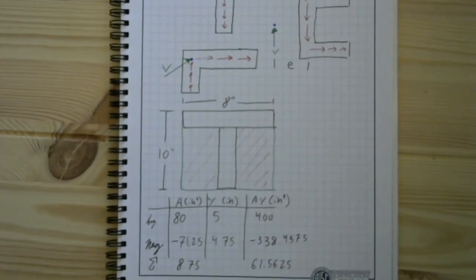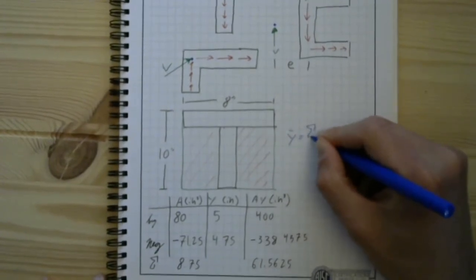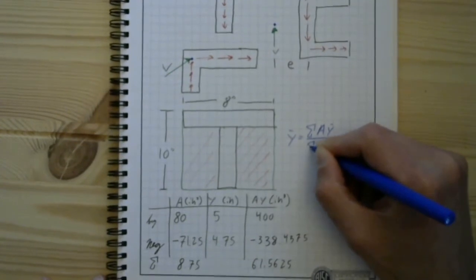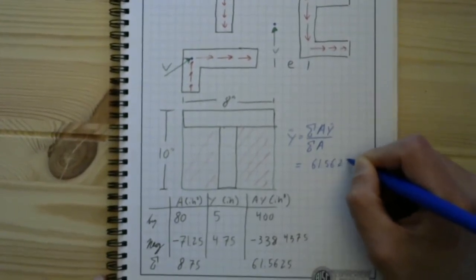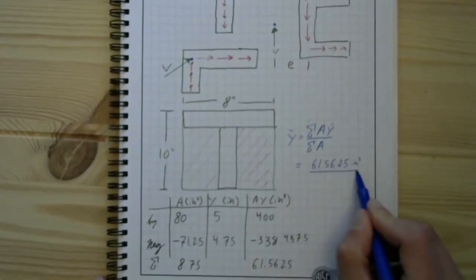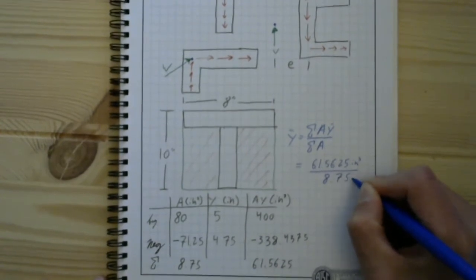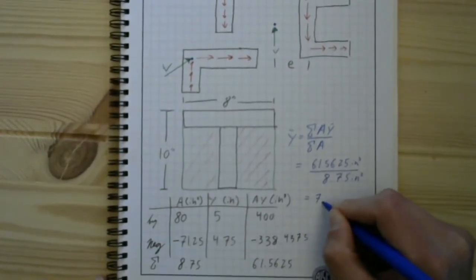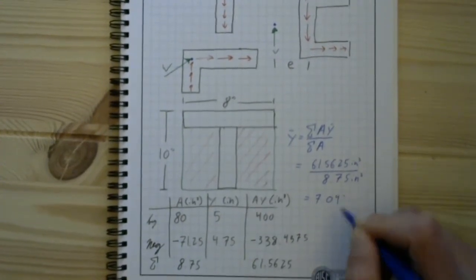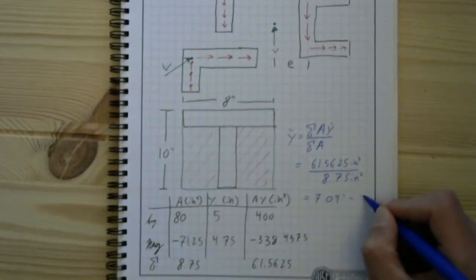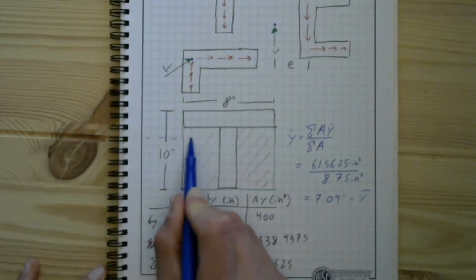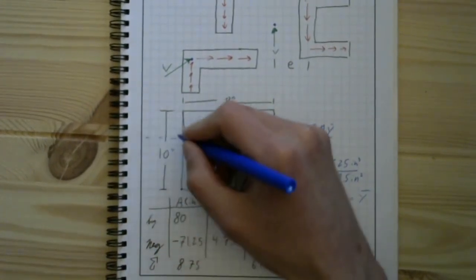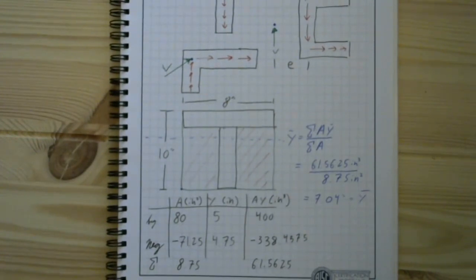And we can remember that y bar is equal to the summation of AY over the summation of the area. In this case, it's going to be 61.5625 cubic inches divided by our area, which is 8.75 square inches, and that gives us 7.04 inches. And that's up from here. So our neutral axis is going to be at 7 inches up from there. Passes the smell test to me. Okay. Next, we'll be looking at shear flow in this section.